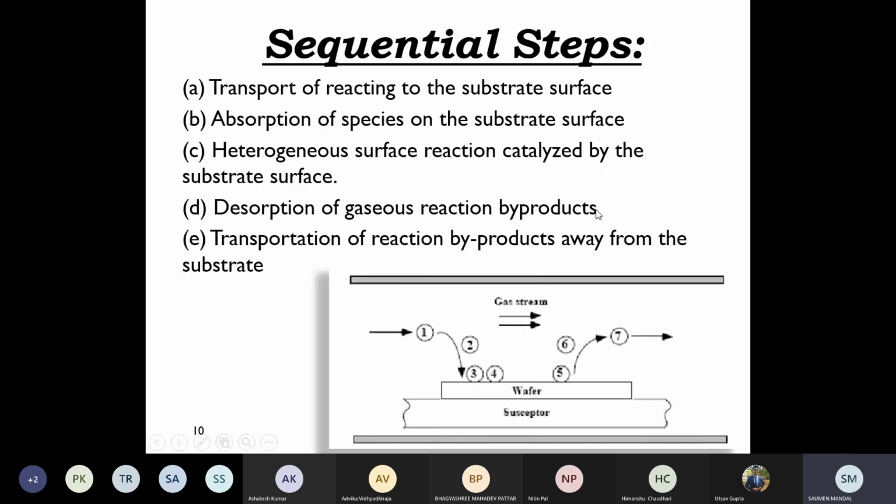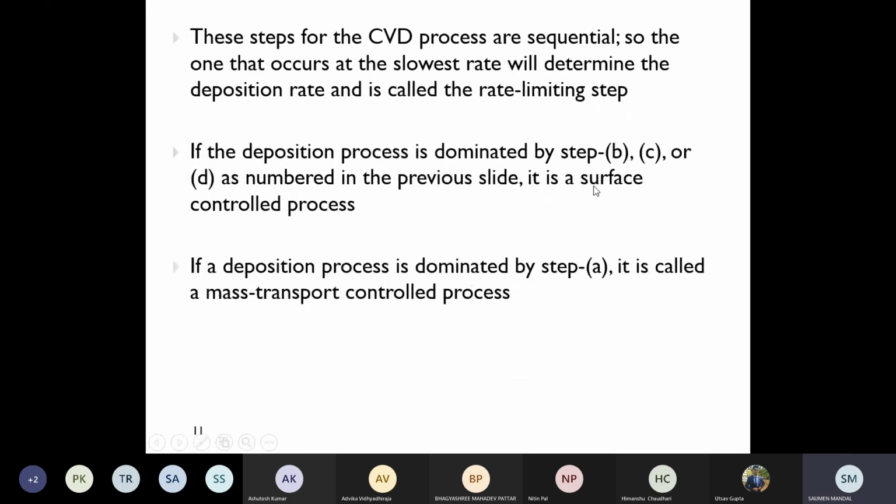So if BCD dominates, it is a surface control process. The entire process will be controlled by the surface or the substrate, so the substrate will have a huge role in this particular case. So we need to understand the kinetics in a particular CVD process.